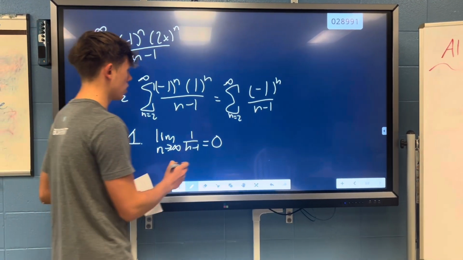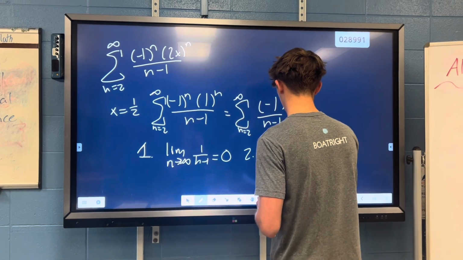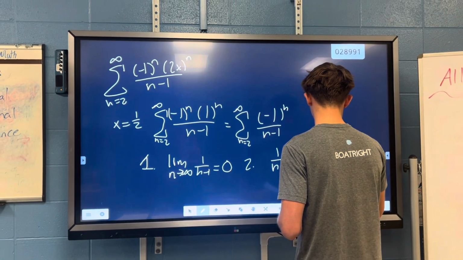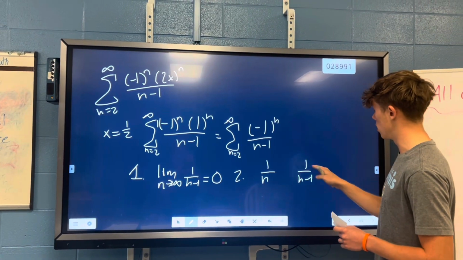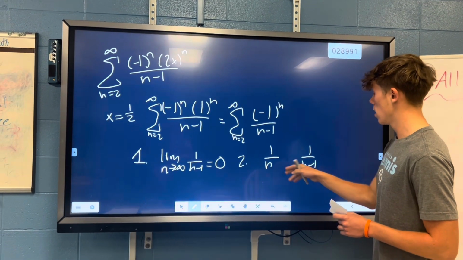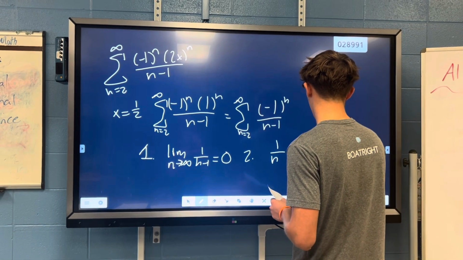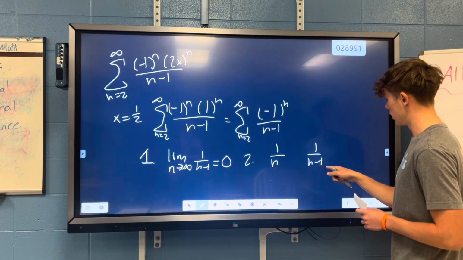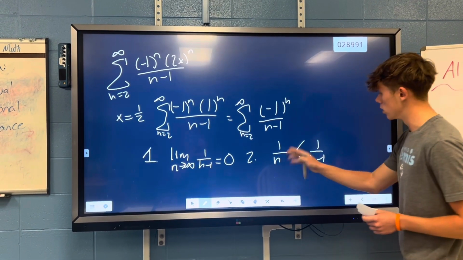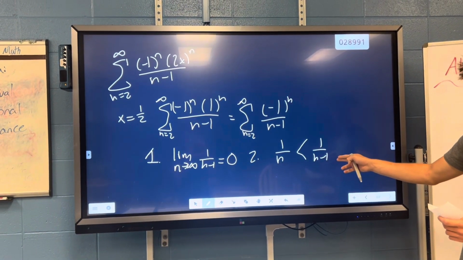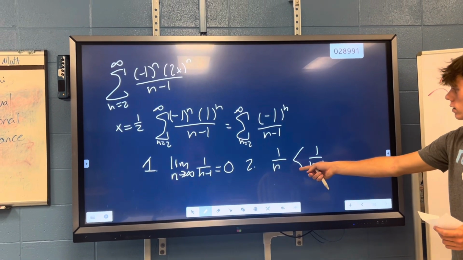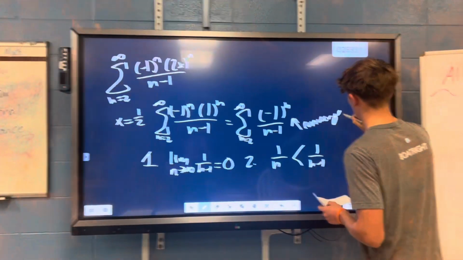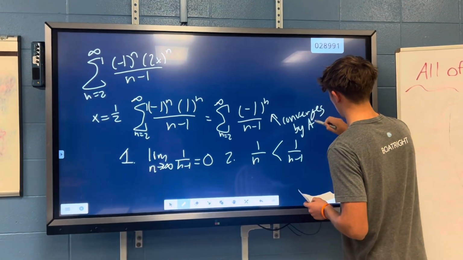Then you can do the second part of your alternating series test, which is comparing the next term and the original term. The denominator is bigger, so your new term has to be less than your original term, which in this case it is, so this converges by the alternating series test.